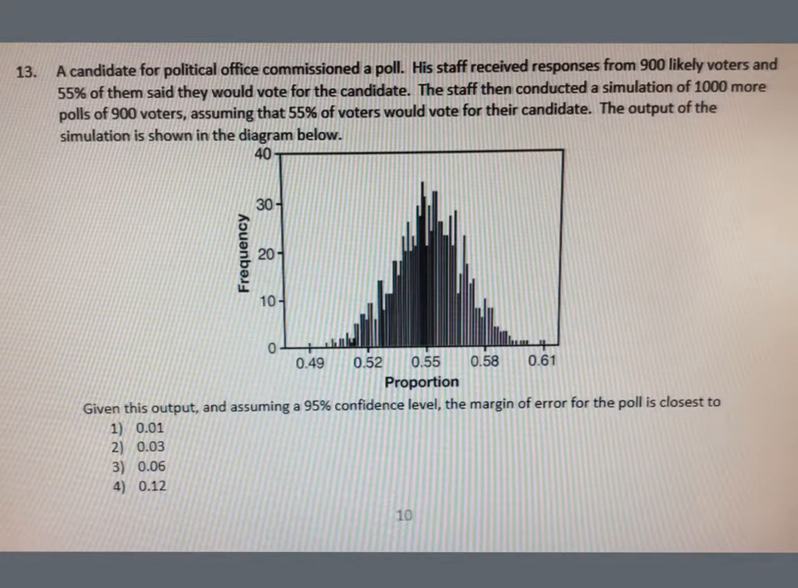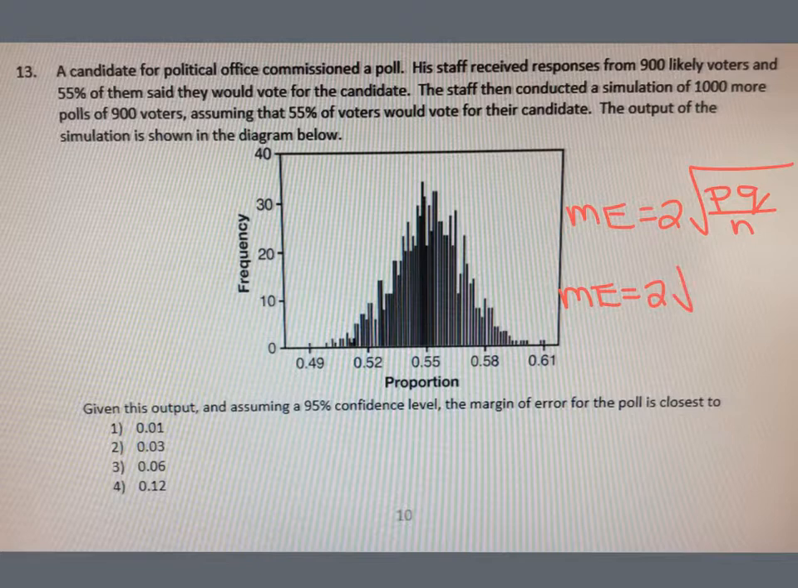Let me first write down our formula for margin of error again. It's right there at the top of the page, but the margin of error is equal to 2 times the square root of P times Q divided by N. So our margin of error is going to be equal to 2 times the square root. Now, P stands for the proportion of successes, which in this case, we're assuming to be 55%. So I'm going to replace the P with 0.55. Always change that percent to a decimal.